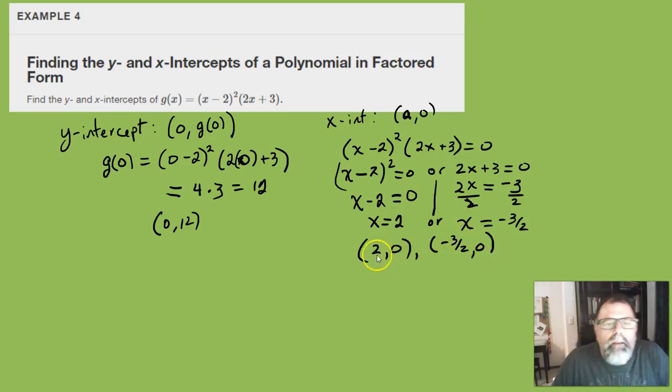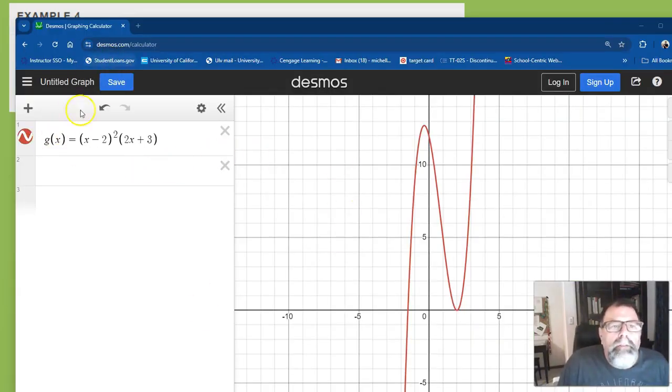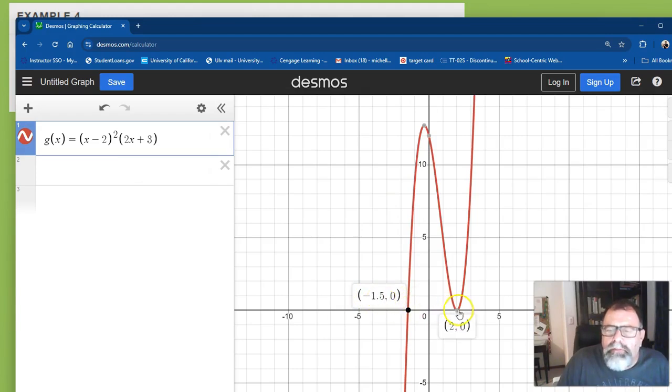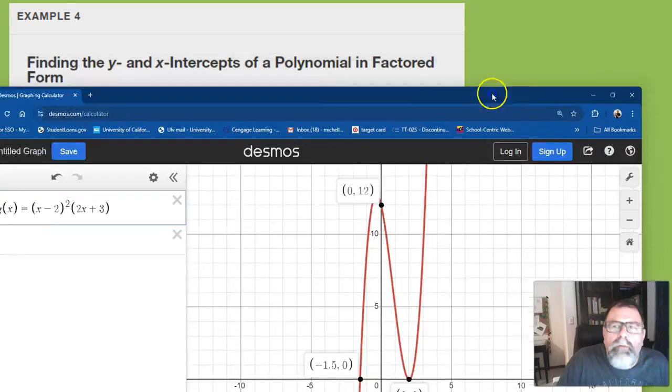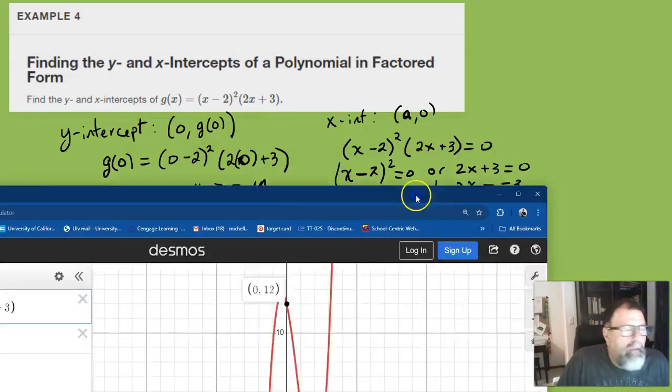All right, let me type this in Desmos and show you. Okay, so I went to Desmos and typed in the function, and you can see that the x-intercepts are negative 1.5, which is the same thing as negative 3/2, and then (2, 0). And then the y-intercept is 12. I believe that's what we got, (0, 12), I mean. Yeah, okay.